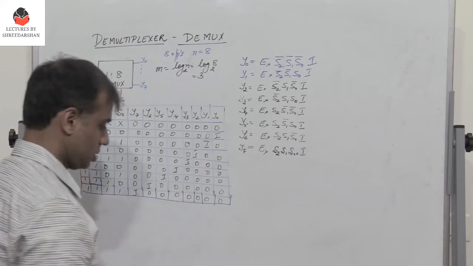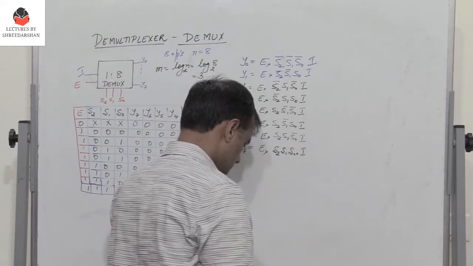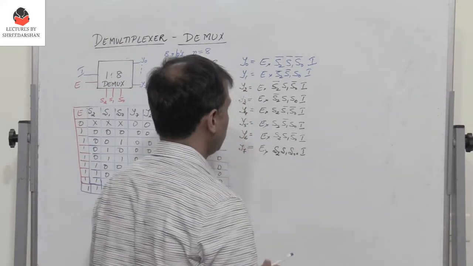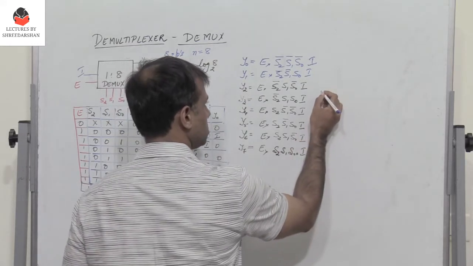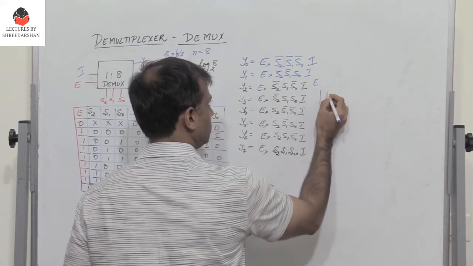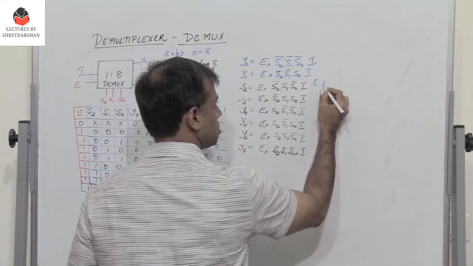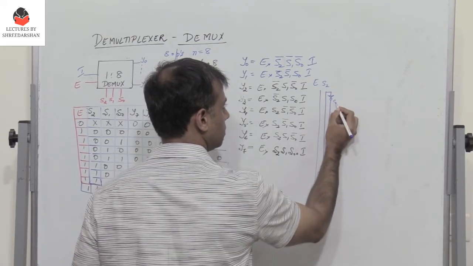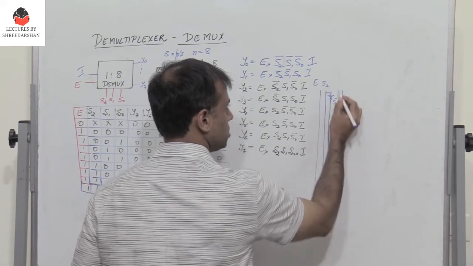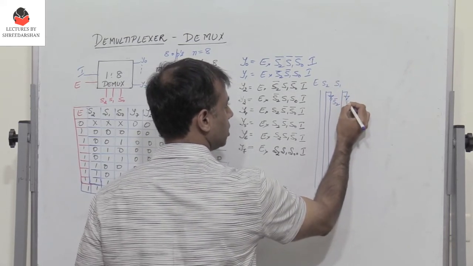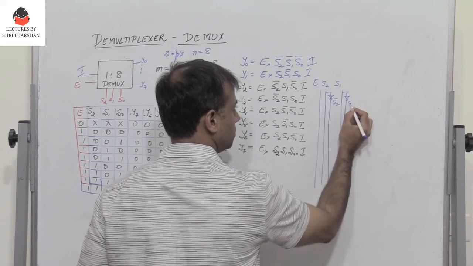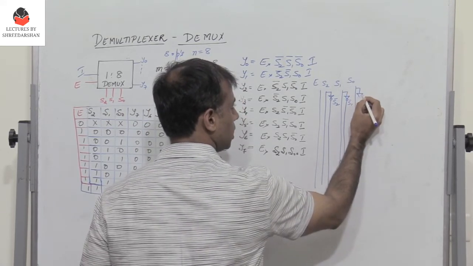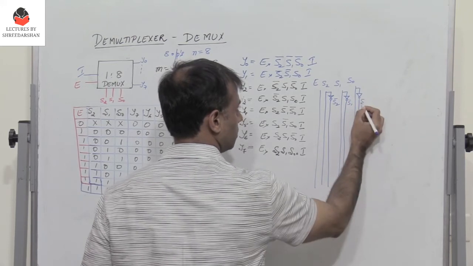So how do I design it? I'll just show the design for one of them, and it is very similar. You can do the design for the rest. So I have E, I have S2, pass it through an inverter, I get S2 bar. Then I have S1, pass it through another inverter, you get S1 bar. And then S0, pass it through another inverter, you get S naught bar.